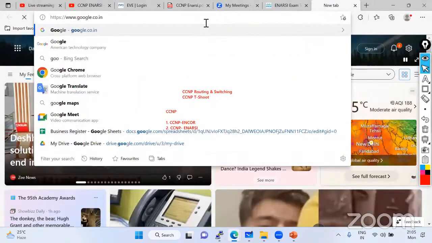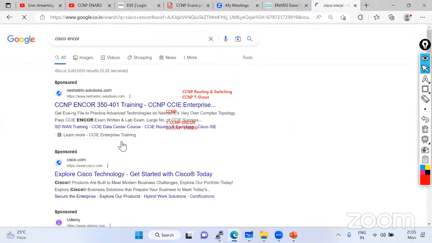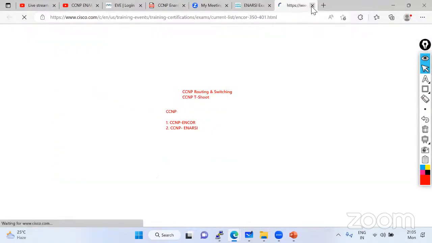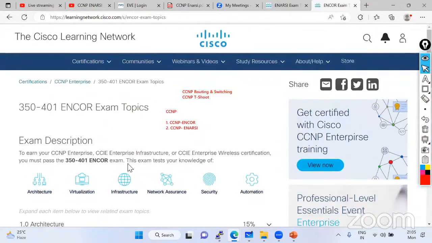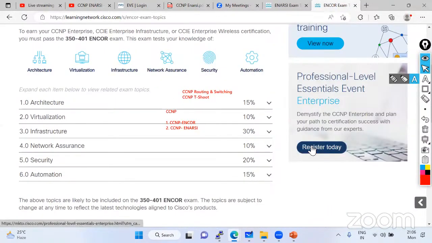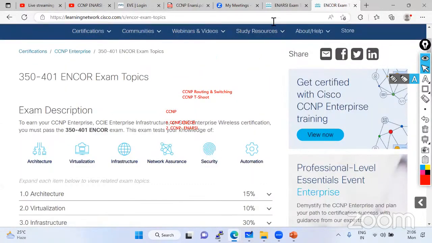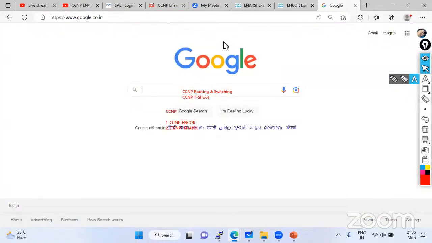If I open the Cisco syllabus for your understanding, and you try to find out about Cisco ENCOR, you will find the syllabus details. Here you can see the exam review topics. This is CCNP ENCOR. If you want to pursue your career in networking after CCNA, CCNP ENCOR is just for you. Even if you want to go for the CCIE exam, ENCOR is relevant for you. Without ENCOR, you cannot give the CCIE exam. CCNP ENCOR is a must.